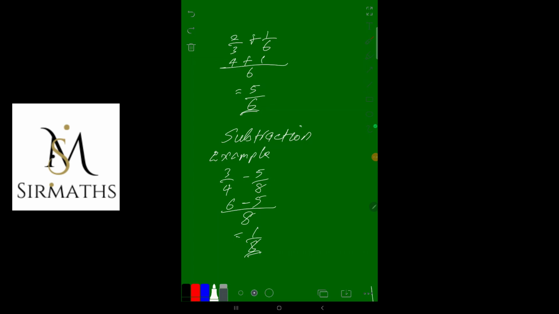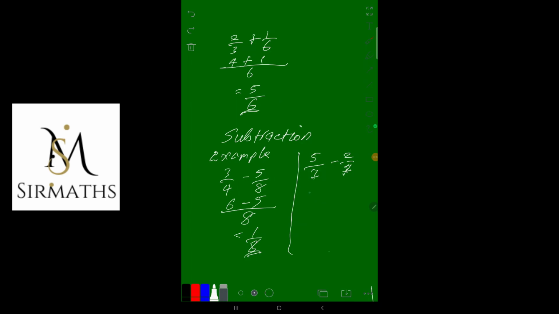If the denominators are the same, if we have 5 over 7 minus 2 over 7, of course this is what we call like fractions. So the LCM is 7.